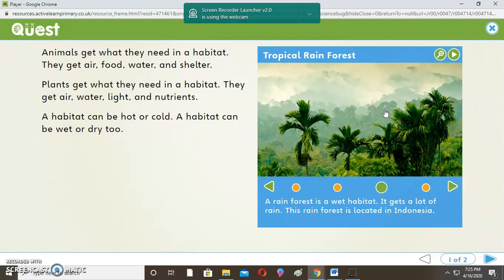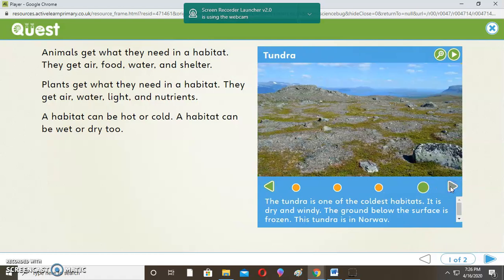You can remember we were looking at orangutans, and we said that orangutans are found in tropical rainforests. Those are the animals that you can find in such places because that place is wet, it has lots of rain, and you can see it has many trees. So a rainforest is a wet habitat. It gets a lot of rain. The rainforest is located in Indonesia. Now let's continue to find out more.